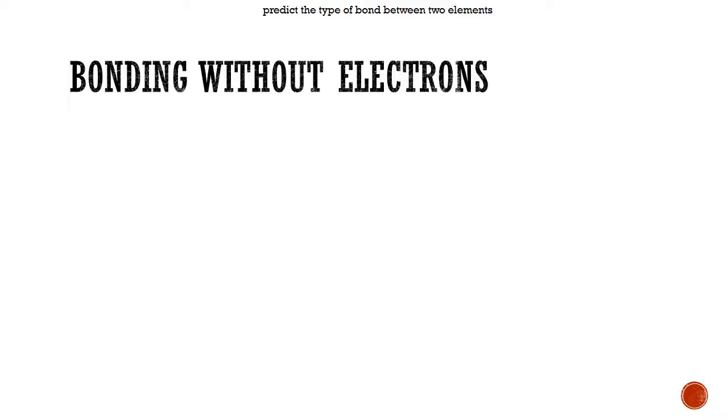Now let's look at a scenario where, in a way, we bond without electrons. Although there are electrons involved, in a way the atoms don't really use electrons. So let's consider two lithium atoms. What if they tried to bond? Again, drawing dot diagrams here, lithium has one valence electron. So here are two lithium atoms.